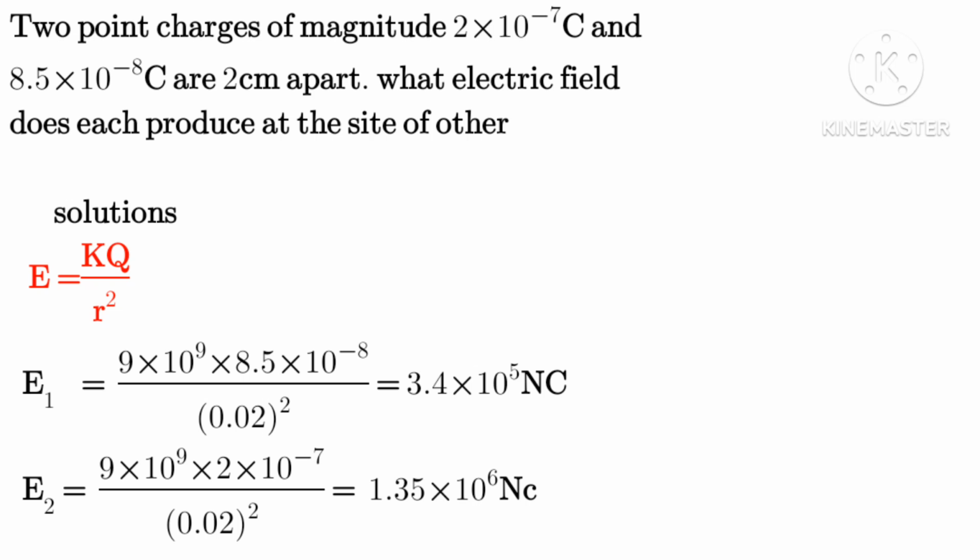Respectively, we have the value for the first one, and we have the value for the second one. So when you insert the parameters given, you have our E1 to be 3.4 times 10 raised to power 5 Newton per coulomb, and the second one to be 1.35 times 10 raised to power 6 Newton per coulomb. So the last question for today's class.